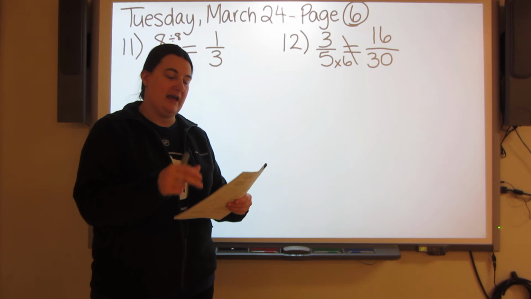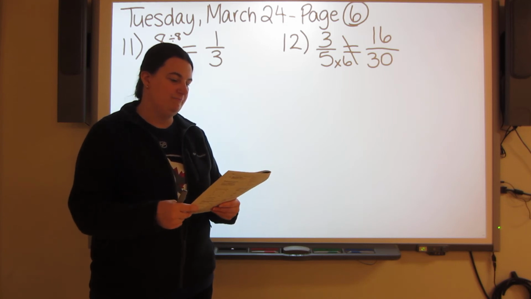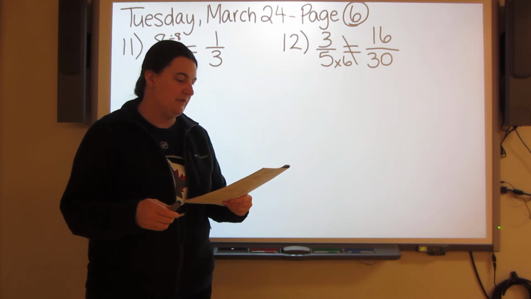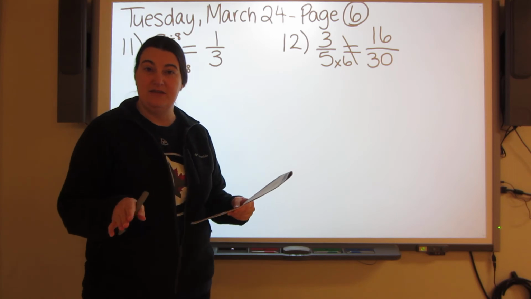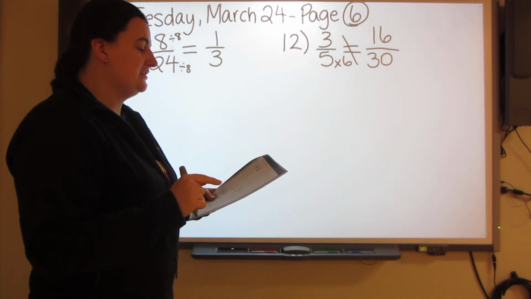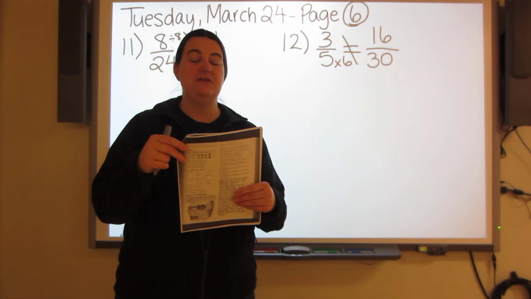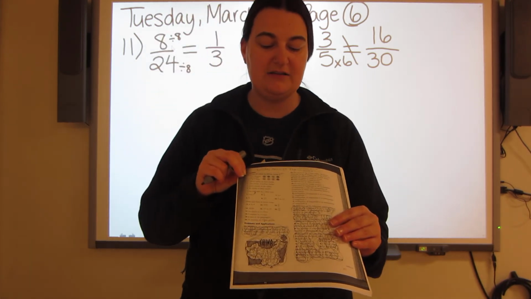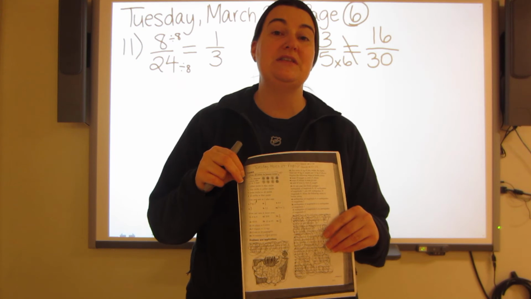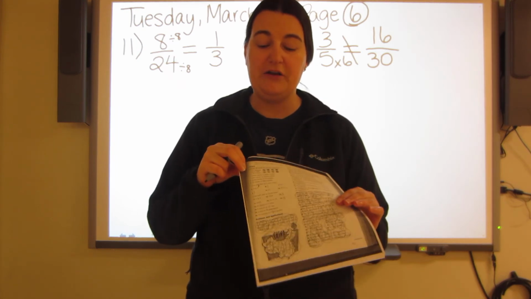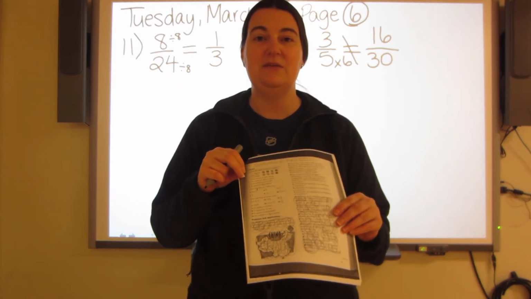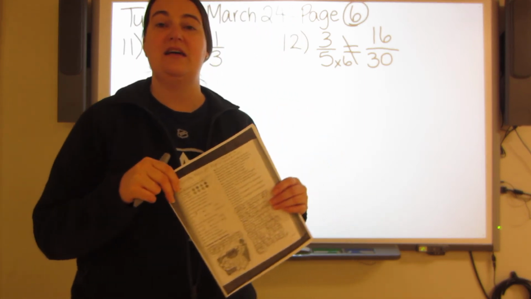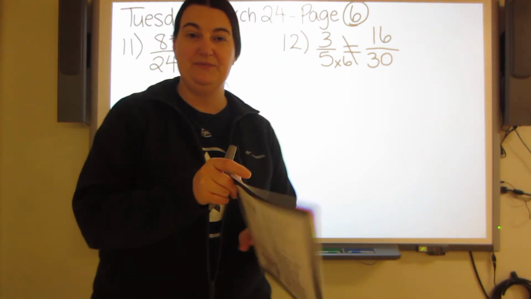So let's look at page 7. Page 7 is pretty much exactly the same thing as page 6. The only thing I want to talk a little bit about is that at the very top it says express all ratios in lowest terms. So that means all your answers need to be in lowest terms as well as whatever it is that they're asking you to do.